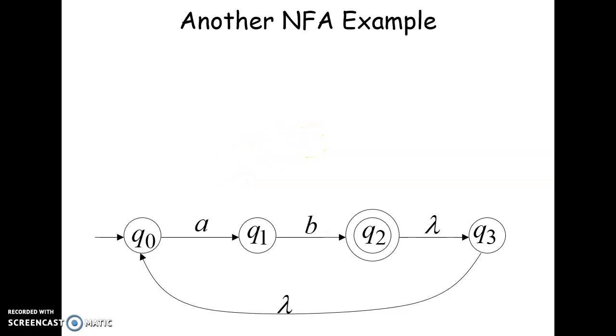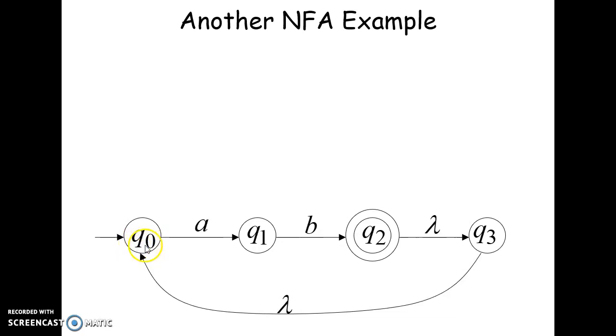So this is in continuation with the non-deterministic finite automata's previous lecture. Let's look at another example of an NFA given below. This NFA has 4 states, Q0, Q1, Q2 and Q3, where Q2 is the final state, and as you can see by this arrow leading to Q0, Q0 is the initial state.